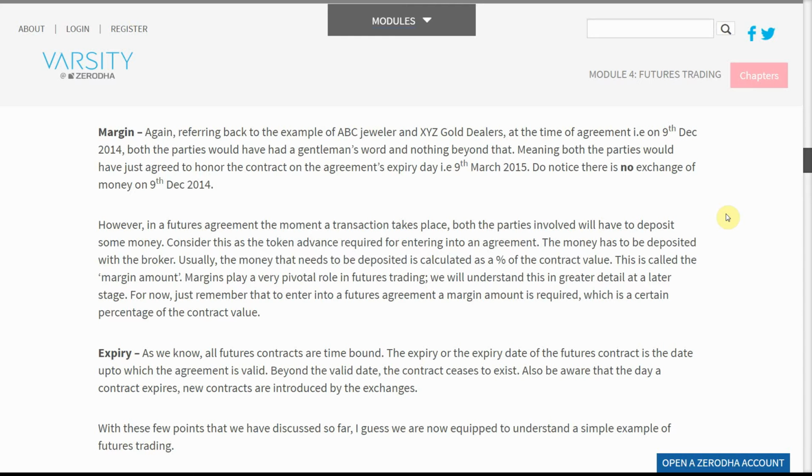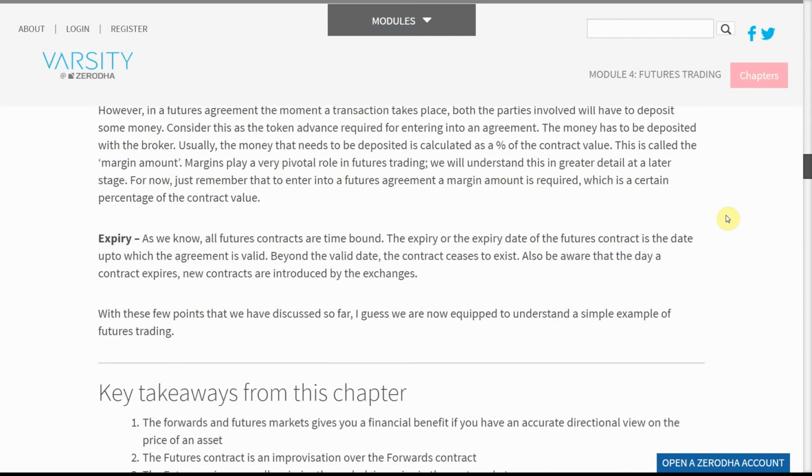Margins play a very pivotal role in futures trading. We will understand this in greater detail at a later stage. For now, just remember that to enter into a futures agreement, a margin amount is required, which is a certain percentage of the contract value.